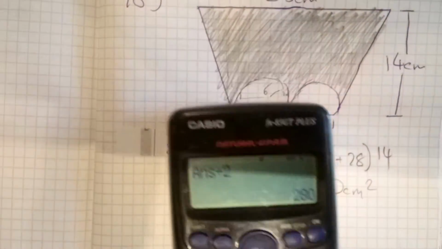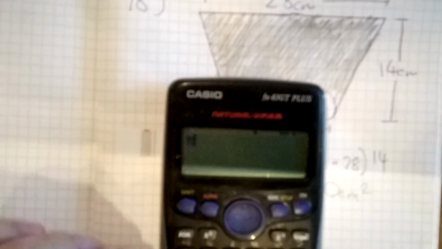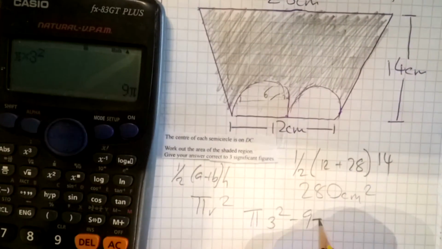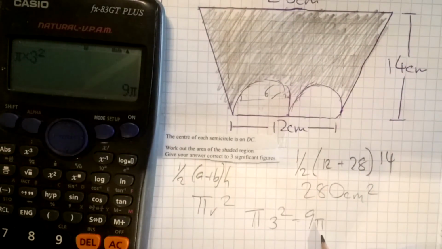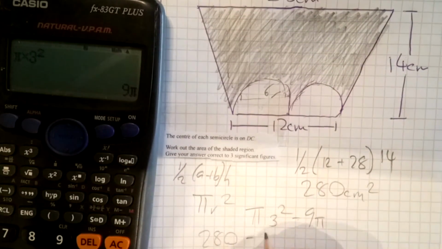Okay, I'll do my calculator. My pi button's down there. It might be different than yours. Pi times 3 squared, which is 9 pi. And then we have to take it away. I'm leaving this as 9 pi just to keep it as correct digits. So 280 take away 9 pi.